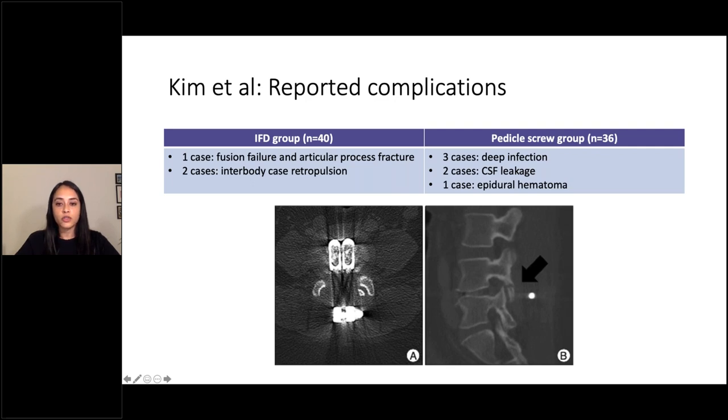Of the 36 patients in the pedicle screw group, there were three cases of deep infection, two cases of CSF leakage, and one case of a post-op epidural hematoma, which required reoperation.